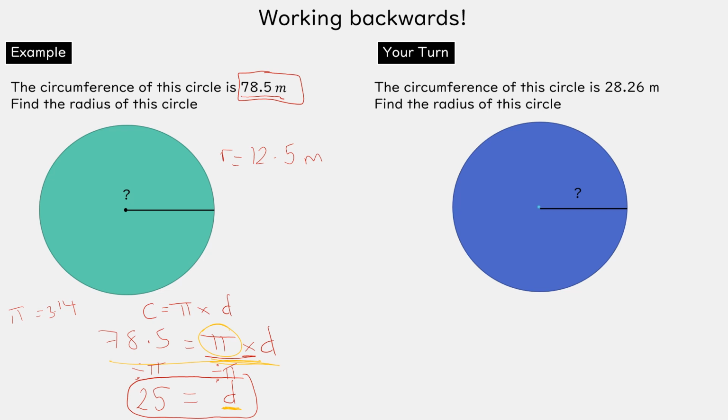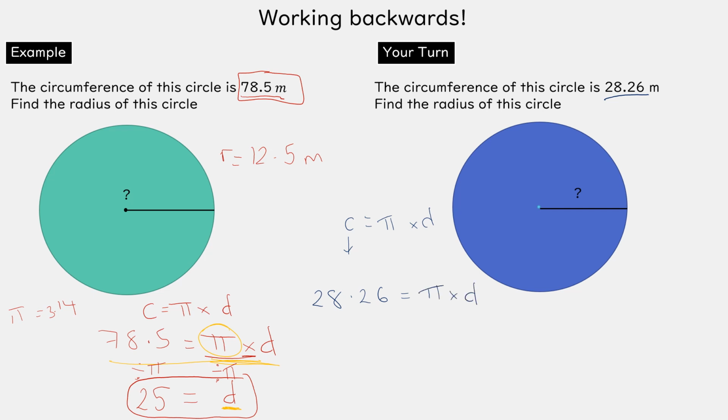Okay, so let's go through the solution. So again, we're going to write circumference equals pi times by diameter and fill in the bits we know. We know the circumference is 28.26, so I'm going to replace the C, which stands for circumference, with the number 28.26.